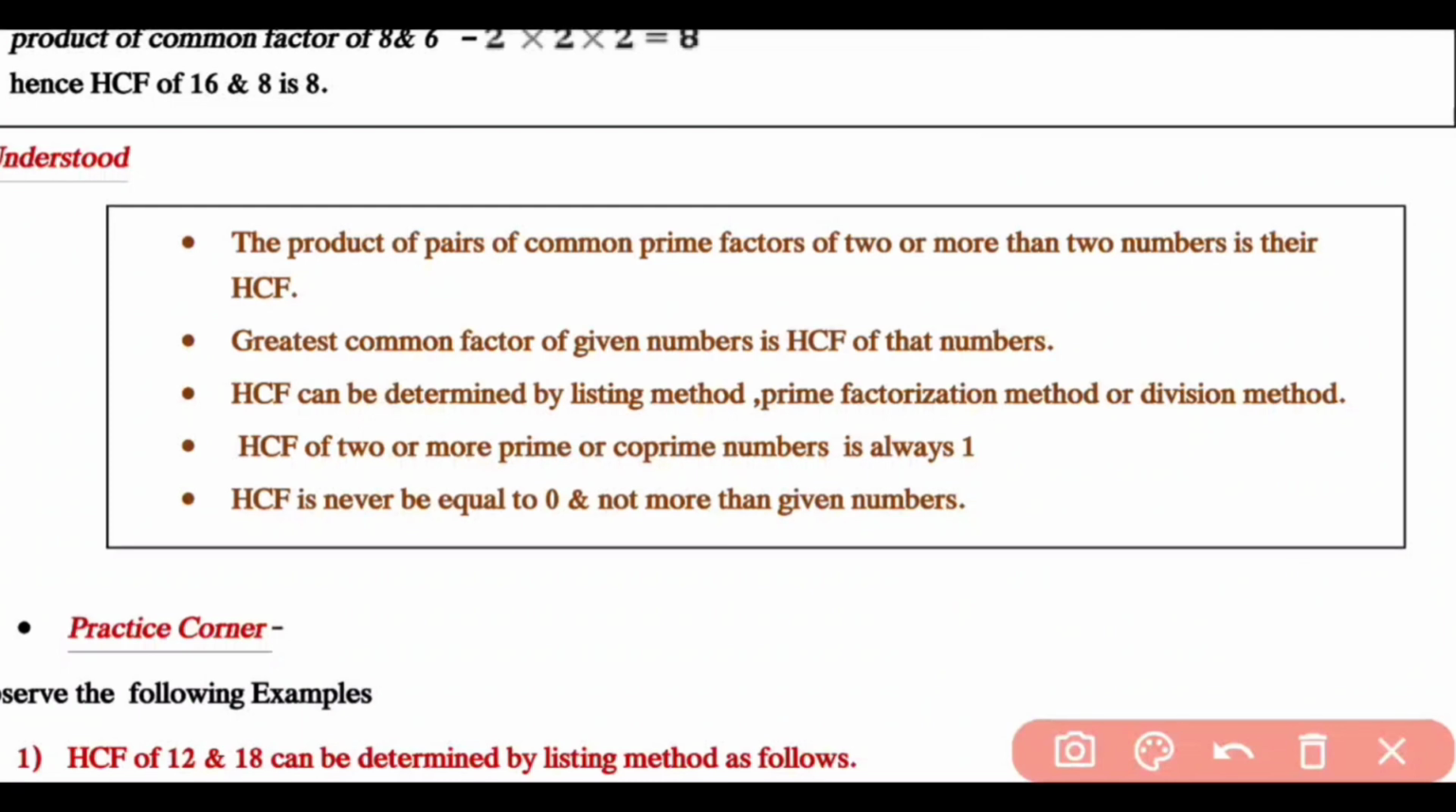And the GCF is never equal to 0. It will never be equal to 0, and it will not be more than the given numbers. If two numbers are given, 5 and 25, the GCF will not be more than 25. Always see that the LCM can be bigger, but the GCF cannot be bigger than the given numbers. So in this way we have completed our day 8. Now let us go on to day 9.